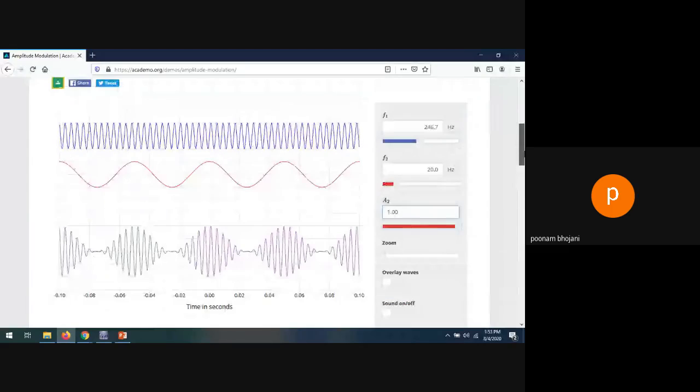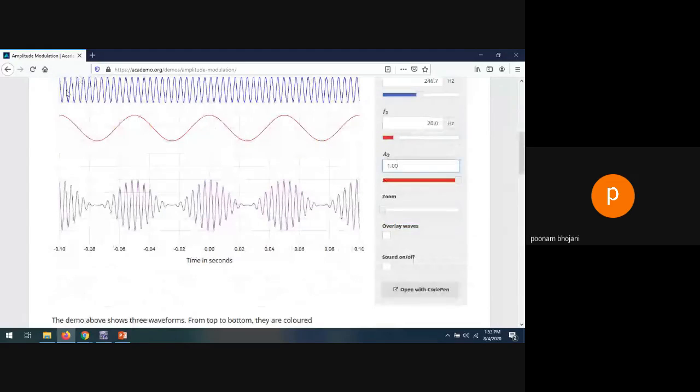So what is happening? Let's see. Carrier signal will have the highest amplitude when the highest peak of the signal is there. Then it will be reduced. See, the amplitude of the message signal is continuously reducing up to here. So here also, see, the carrier signal amplitude is continuously reducing up to here.